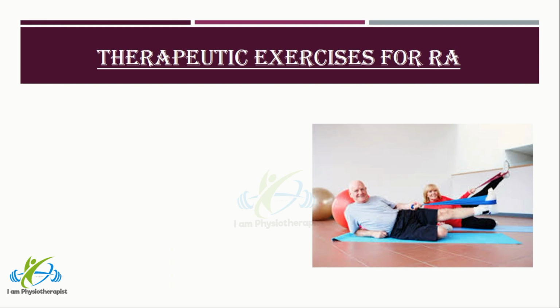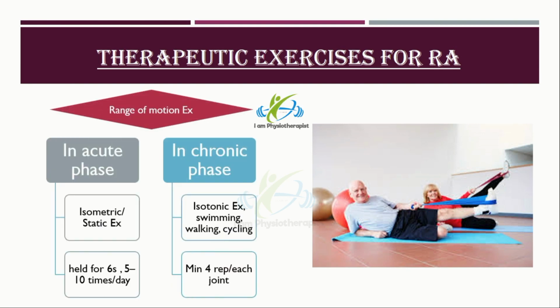Therapeutic exercises for rheumatoid arthritis, range of motion exercises. In the acute phase, isometric or static exercises are held for 6 seconds and repeated 5 to 10 times each day. In the chronic phase, isotonic exercises, swimming, walking, cycling, a minimum of 4 repetitions for each joint, in 2 to 3 days, increases the mobility of the joint.